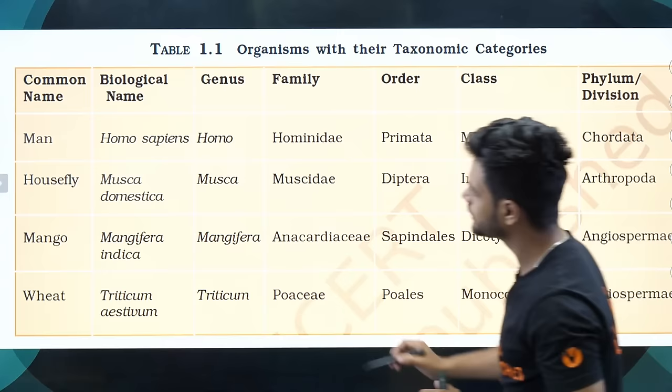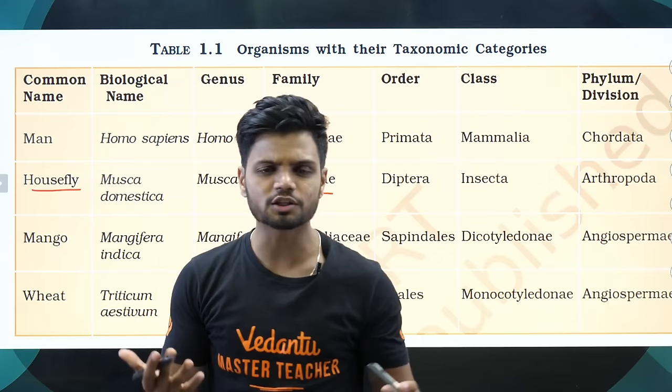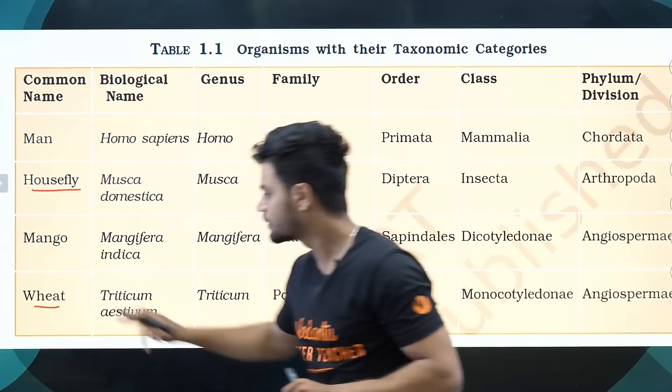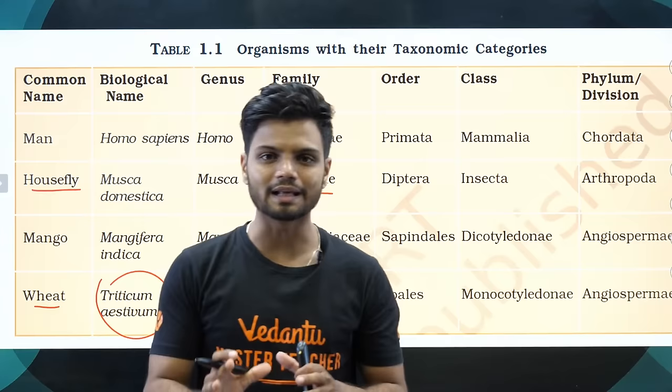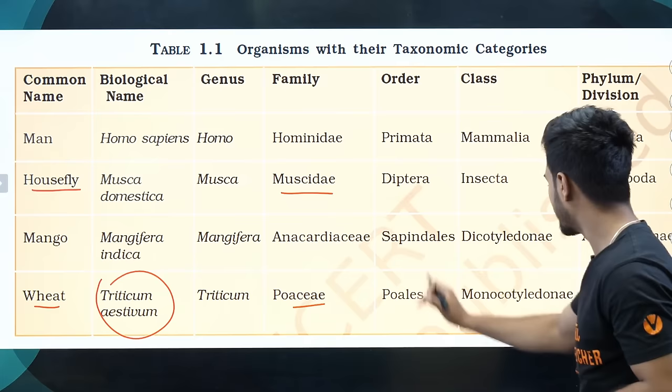Now, students, in the next examination, in your NEET 2024, they can ask you about wheat. What is the scientific name of wheat? Triticum aestivum. Or they can ask you the family. It is Poaceae. So, students, you should not tell me that, sir, wheat is out of NCERT. Poaceae is mentioned. So, you should know wheat belongs to Poaceae or Poales or Monocotyledonae.